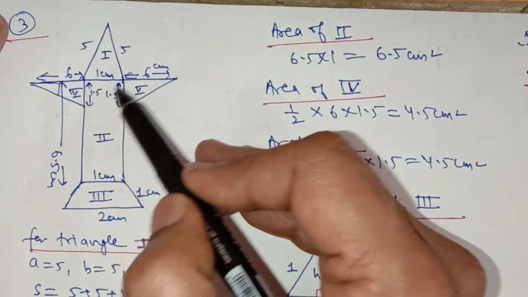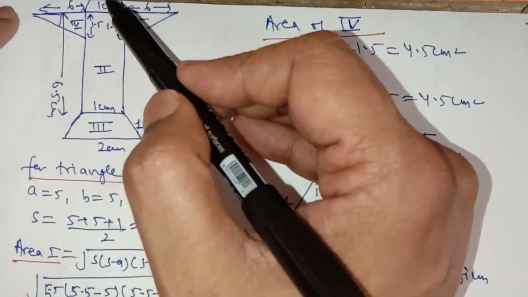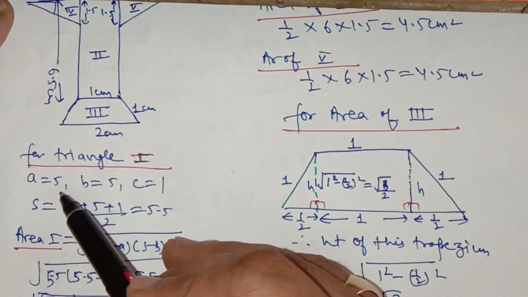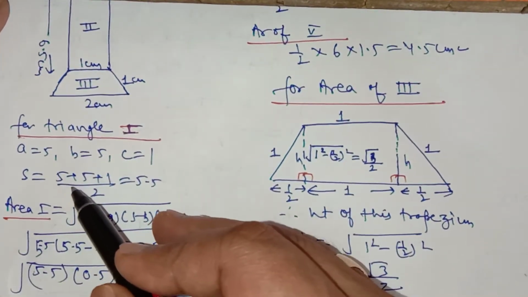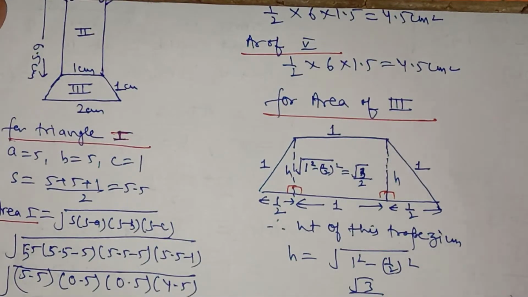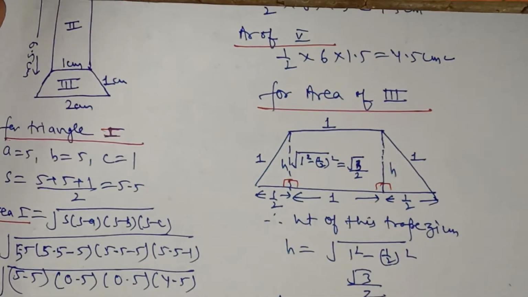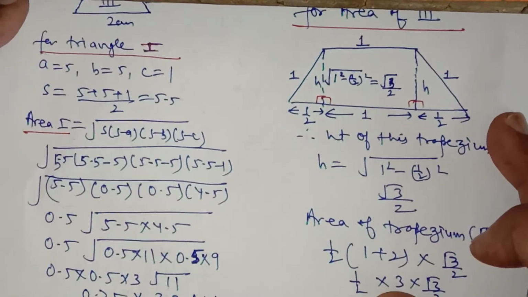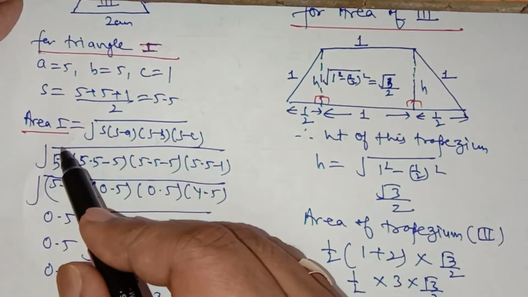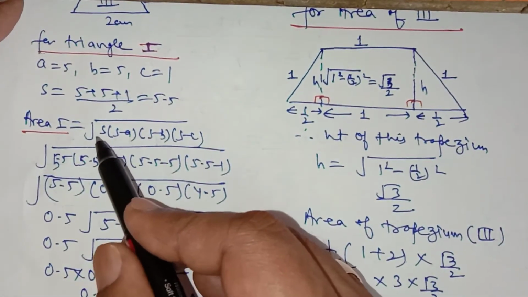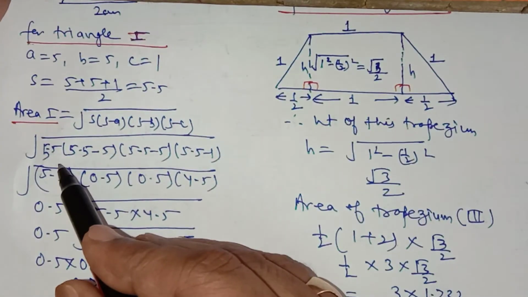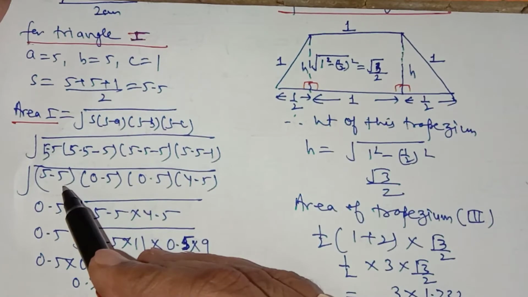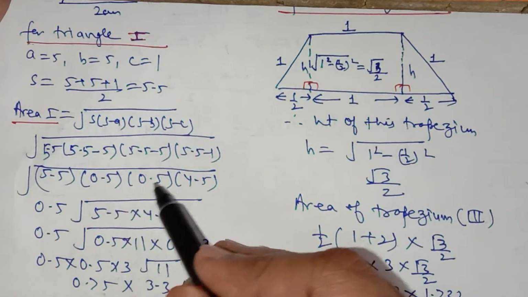So you can find the area of the triangle 1 by using the Heron's formula, where the sides are 1, 5, 5, and 1. And then you can find the semi-perimeter, which is equal to A plus B plus C upon 2, which is coming out to be 5.5. Then the area of triangle by the Heron's formula is under root S minus A, S minus B, S minus C. Replace the value of S, A, B, and C. You are getting 5.5, 0.5, 0.5, 0.5.